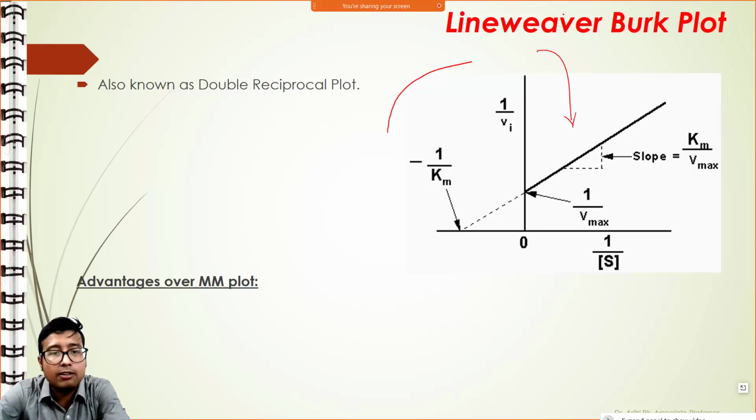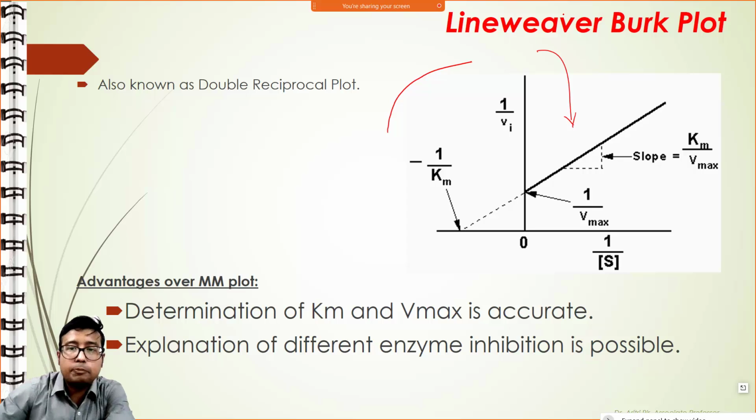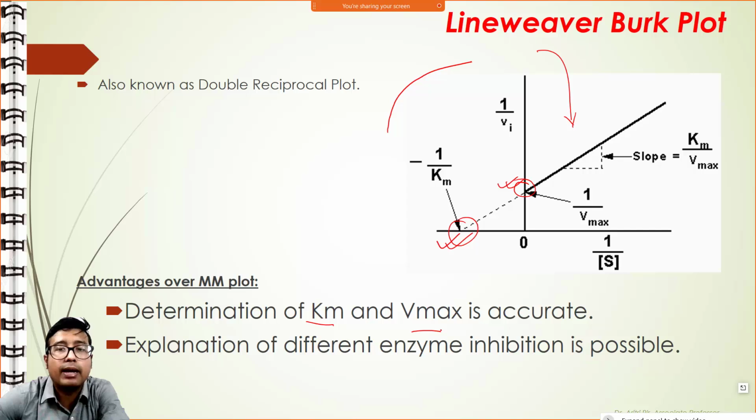Now, what are the advantages? The advantage is that the intercepts are very easy to determine. The x-intercept gives the Km and the y-intercept gives the Vmax. So, determination of Km and Vmax is accurate. Over here, we need to draw tangents and then we need to calculate. Drawing the half Km value is fine, but when we add inhibitors, the equation becomes much more complex.